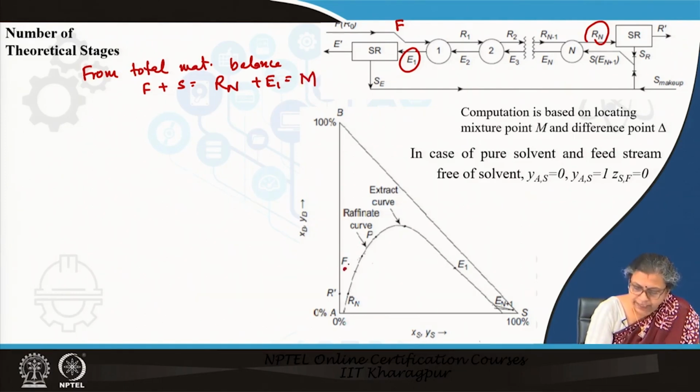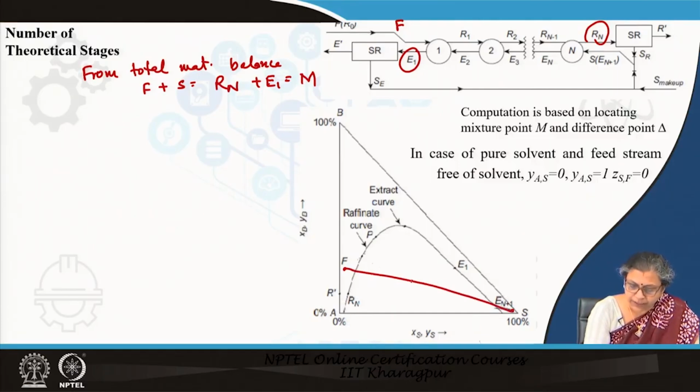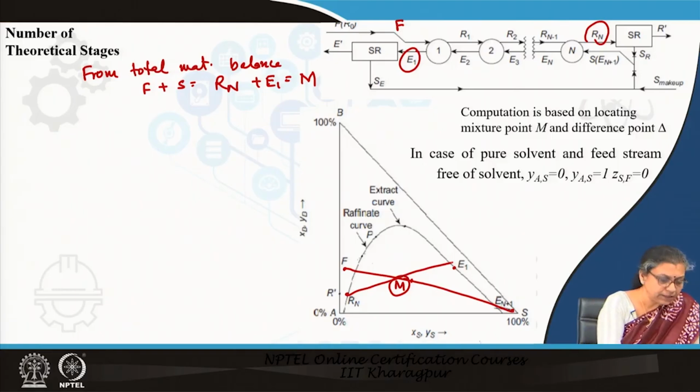It means that suppose my F is here and suppose my En plus 1 is here. If I join, then M is going to be a point, and on that point we will also mark the intersection between the final raffinate composition. Say the final raffinate composition is somewhere here, and suppose the E1 is here. Then if I join the two, M is going to mark the point of intersection between FS and Rn E1, right. And so, therefore, what are the coordinates of M?